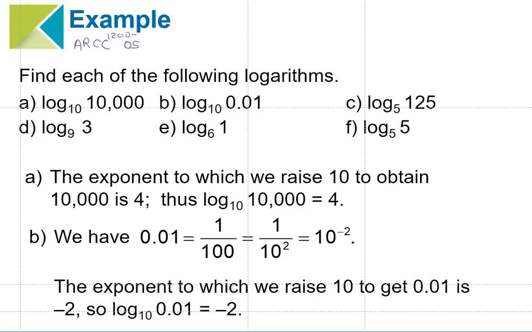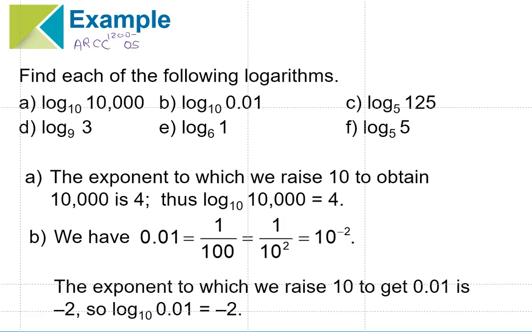So here we're going to take a look. I've got my log base 10 and I have 10,000. All right. So my 10,000, how many times do I have to multiply 10 by itself? Well, I have 1, 2, 3, 4. It's going to give me a 4. Right? If I were to take 4 tens and multiply them together, then I would wind up with that 10,000.